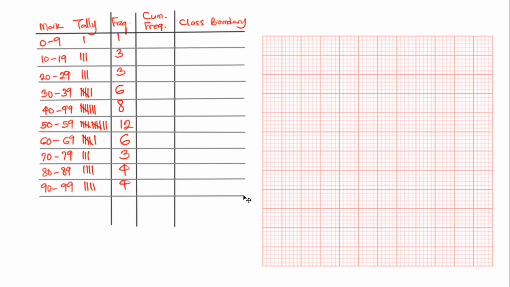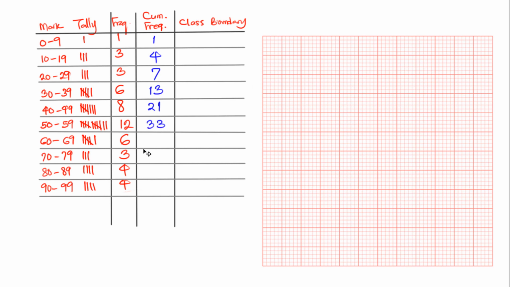So here, already we have our mark, we have our tally, we have our frequency, but we need the cumulative frequency and we need the upper class boundary. So we get the cumulative frequency by adding sequential entries of the frequencies, just as I'm going to be doing right now. In the first case, we have just 1. In the second case, we have 1 plus 3 is 4. In the third case, that 4 we add to 3 to give 7. In the next case, we have 7 plus 6, 13. Then the next one, 13 plus 8 is 21.